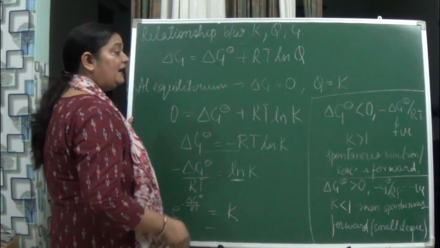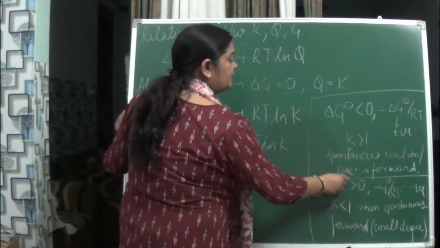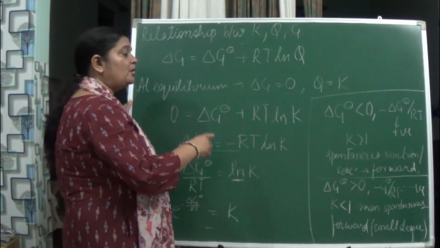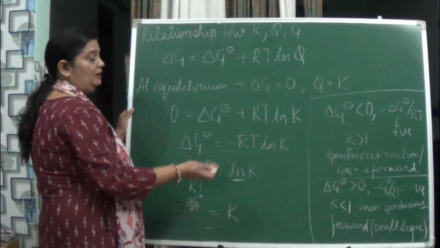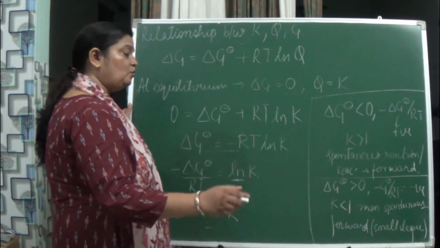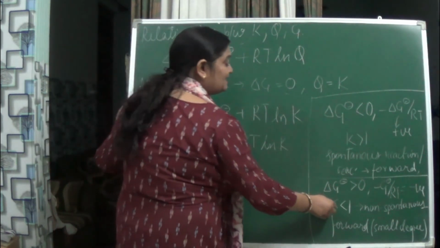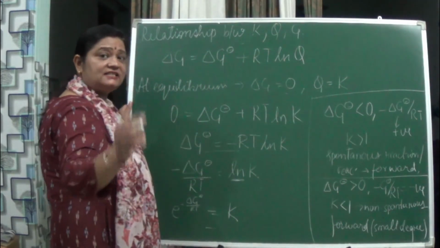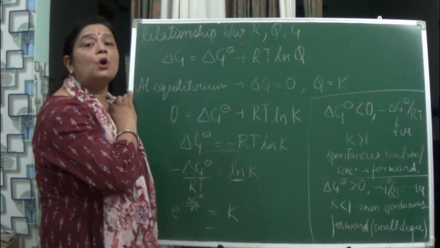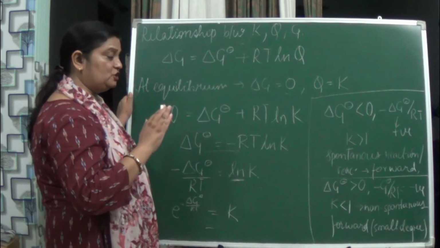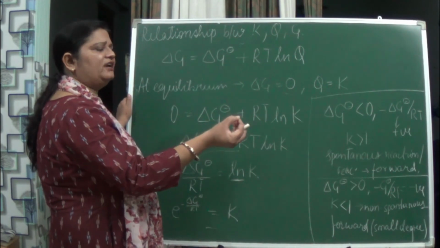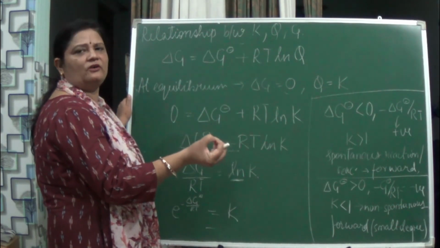Now if the change in Gibbs free energy is greater than 0, it means it has a positive value. So that positive value into the negative sign, what will we get? Positive into negative comes negative now. So what happens here? The equilibrium constant is less than 1, and if the equilibrium constant is less than 1, the reaction is non-spontaneous. So if it is non-spontaneous, it will move in the forward direction only to a certain small extent.